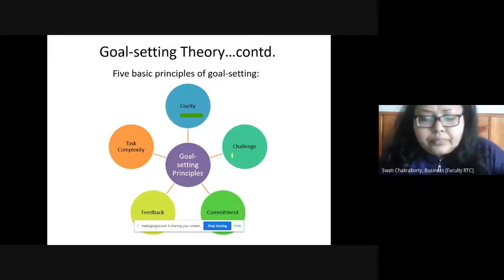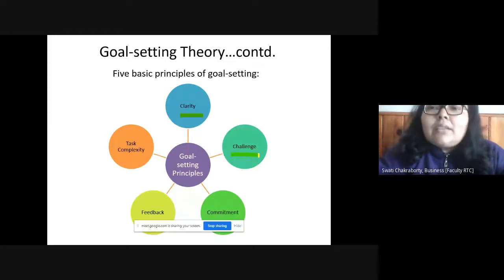The next that comes up is the challenge. When you're setting your goal, it will have some difficulty. When you want to achieve something, there has to be some level of difficulty. If you have a very high goal and there are a lot of challenges and difficulties coming up, it also motivates you. The higher the level of difficulty, the more the level of motivation. And when you achieve it, you feel so satisfied.